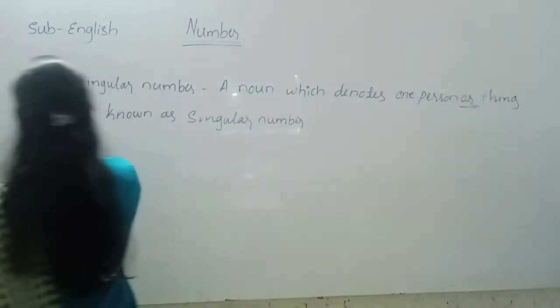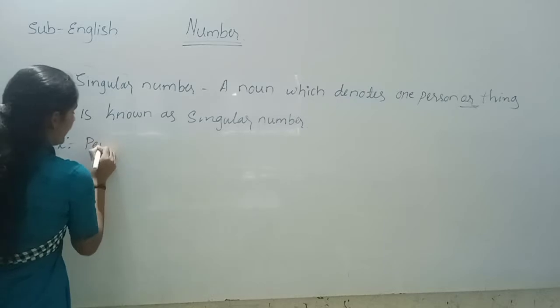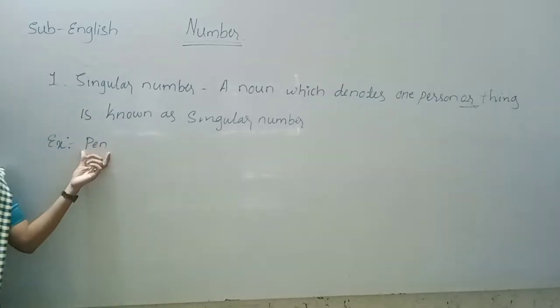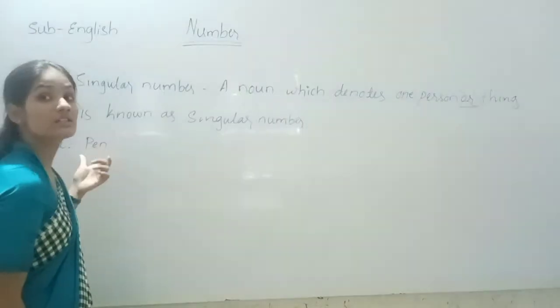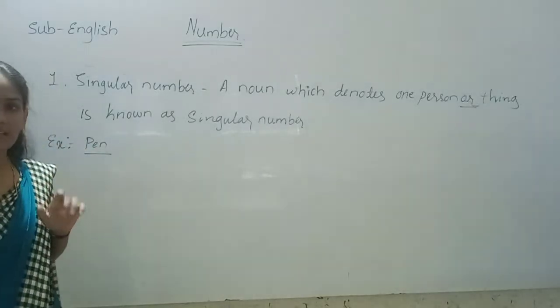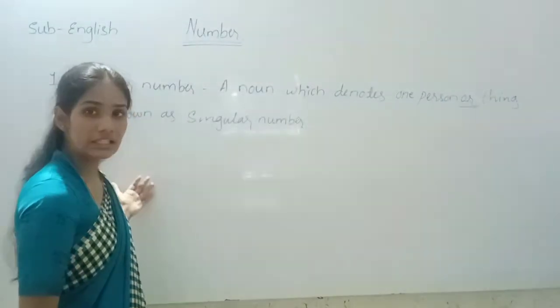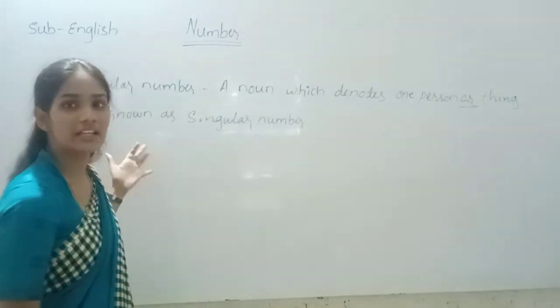For example, pen. Pen denotes what? It denotes one in number. So pen is a thing. It is denoting that the noun is one in number.